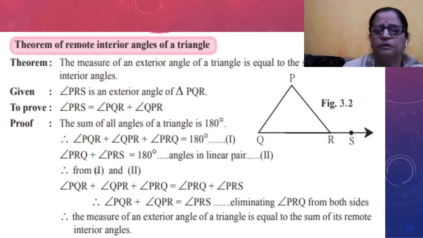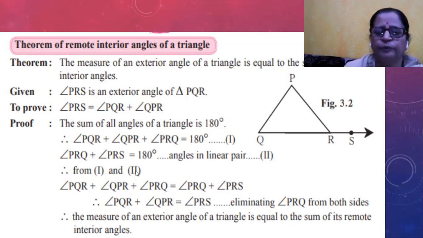Then we see that angle PRQ, here it is, and the next angle we are taking is PRS, here. Then the measure of this and this will be 180 degrees because it is a linear pair. Angles of a linear pair. Here it is taken. This is equation 2.